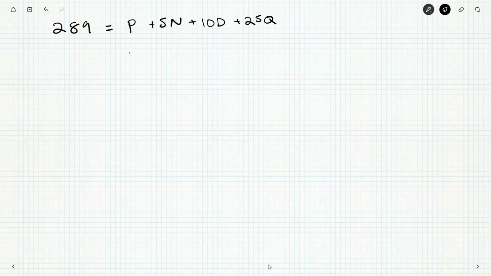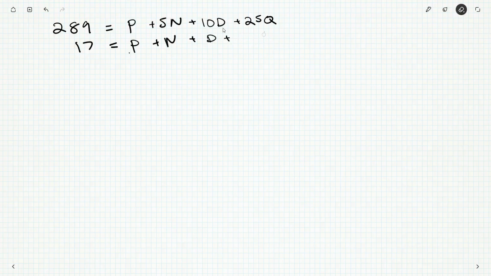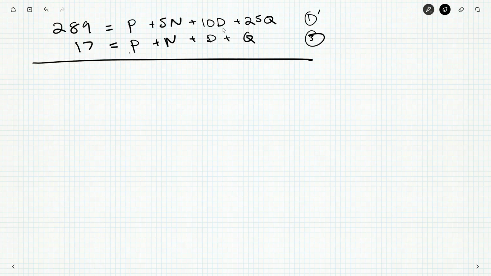Okay. So we got this equation right here. And really the only other thing we know is the sum of each of these. Oh, not 25, just a q there. This is all the information we really have so far. But if I line it up this way, this is 1 prime and maybe this is equation 3 or something like that, I can subtract these two. So, 289 minus 17, we'll get 272. The p's will drop out, and we'll be left with 4n, 9d, and 24q.